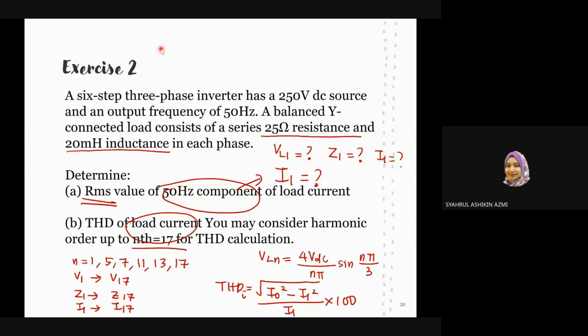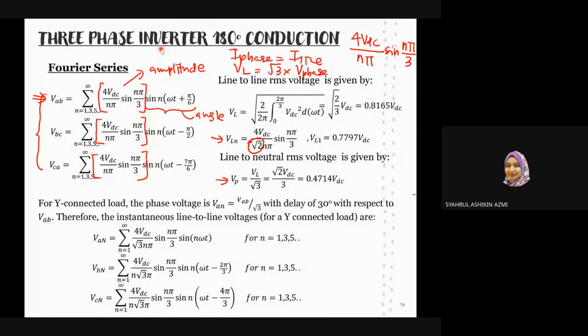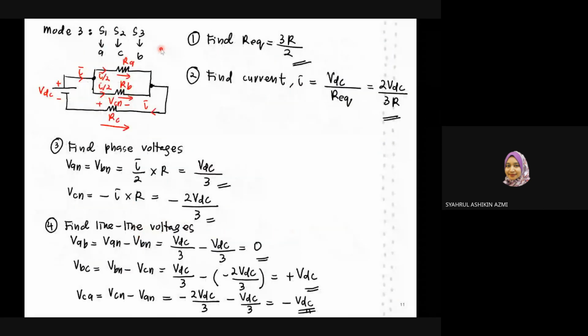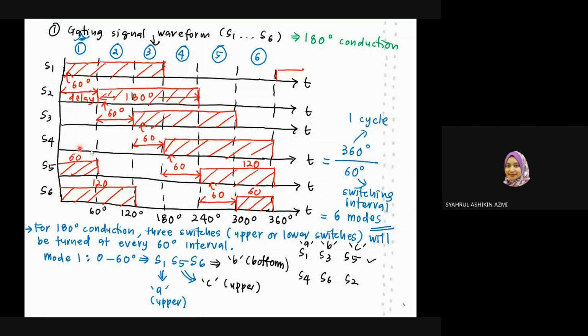So first thing about this, whether it's 180 or 120, the first thing that you need to make sure that you are familiar with is this one here, the gating signal waveform. This is for 180. You can see for 180, there are three switches that will be turned on at every 60 degree interval. If you look vertically, there are three switches being turned on for every 60 degree.